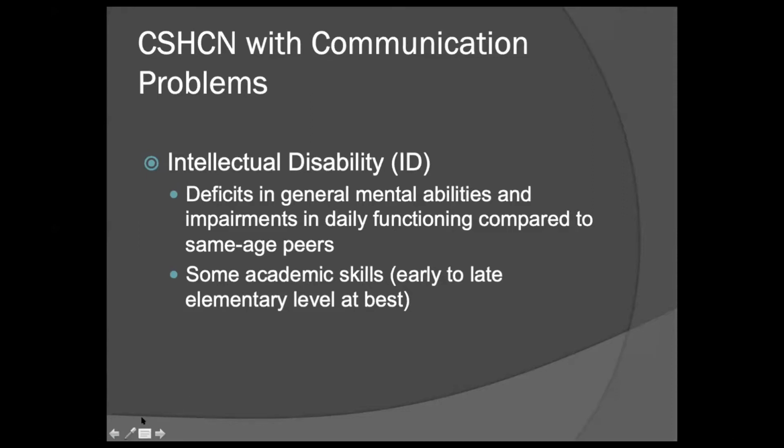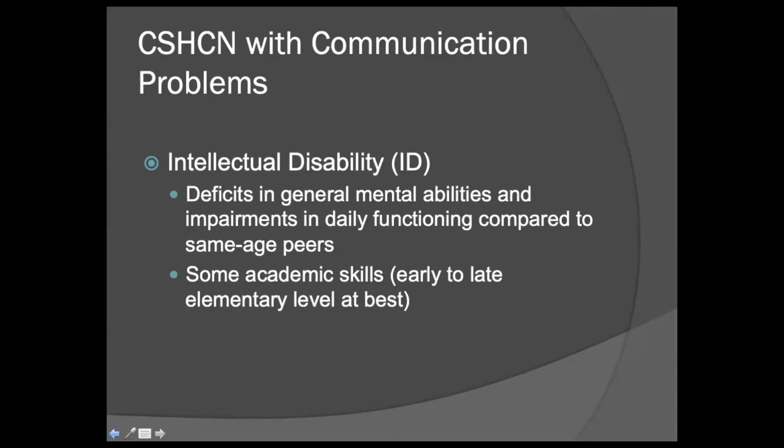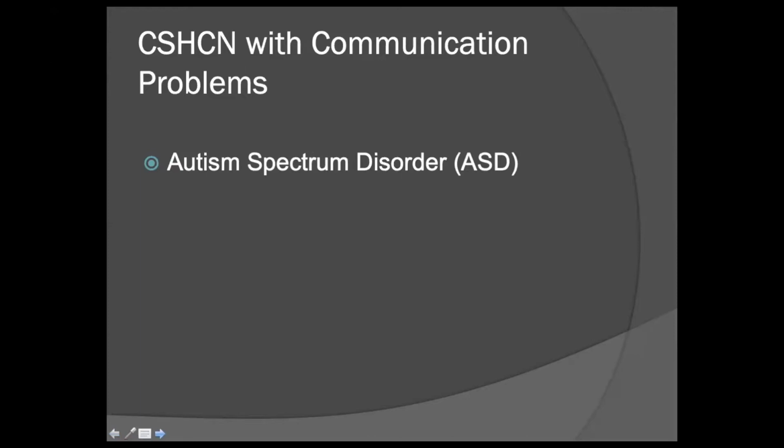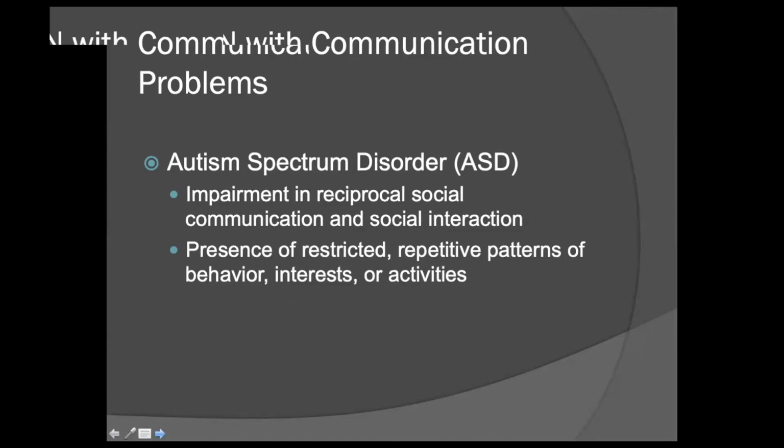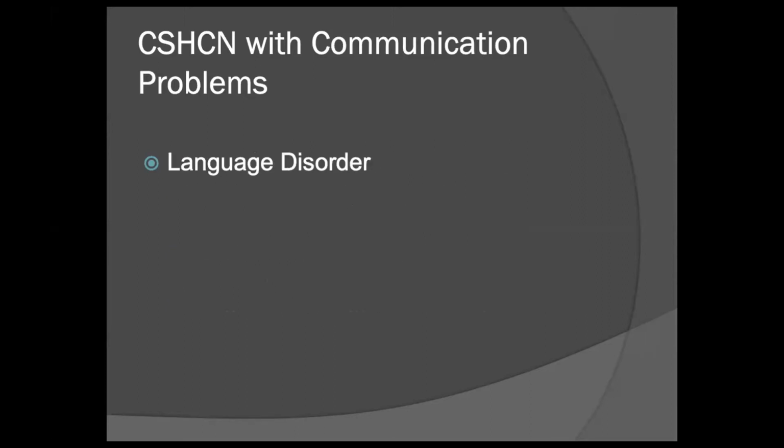So who are the children with intellectual disability or ID? The old term for this one is mental retardation. ID is characterized by deficits in general mental abilities and impairments in daily functioning compared to same age peers. They may have some academic skills at the level of the early to late elementary at best. The next group are the children with autism spectrum disorder, or ASD. ASD is characterized by impairments in reciprocal social communication and social interaction, and the presence of restricted, repetitive patterns of behavior, interests, or activities. Now, autism spectrum disorder is often associated with intellectual disability.